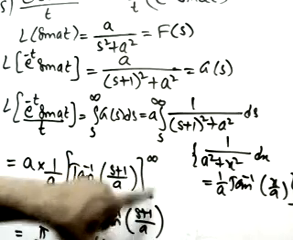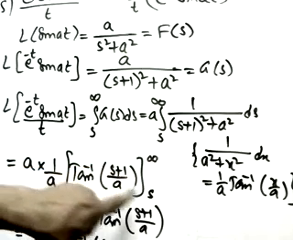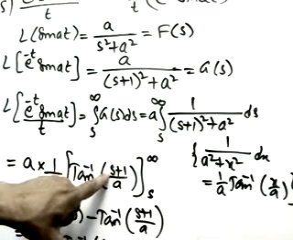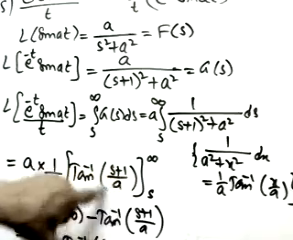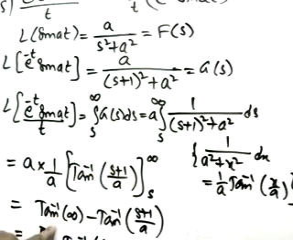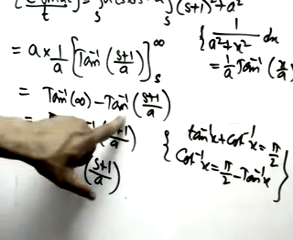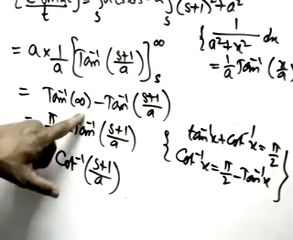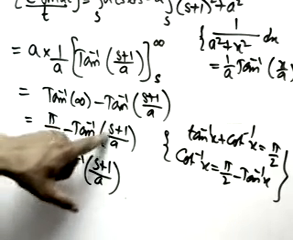Now this a will cancel. What is the formula here? Upper limit minus lower limit. Upper limit means in place of s, infinity. Lower limit means s only. If you put infinity in place of s, infinity plus any number divided by any number remains infinity only. So this will be tan inverse infinity, upper limit, minus tan inverse of the lower limit, s plus 1. Tan inverse infinity is nothing but 90 degrees, that is pi by 2.